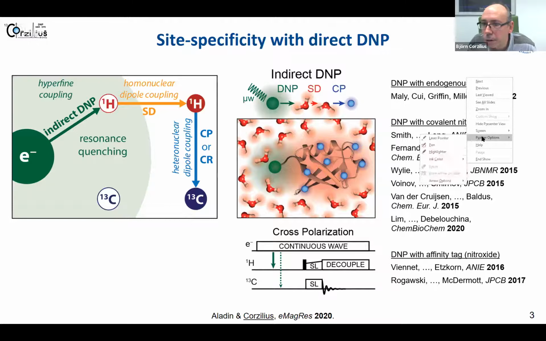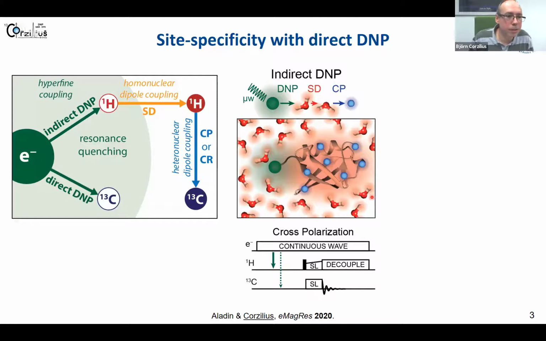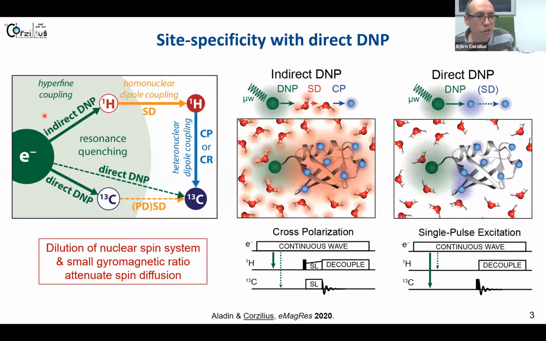Some use an endogenous radical, but also some use covalent tagging or non-covalent tagging. Our take on this topic was a little bit different. We thought, okay, we go the other way. We go directly from the electron to carbons without this relay over protons, and then spin diffusion is very much attenuated. But then the question is, can we still see these nuclei, which are also subject to strong hyperfine interactions, or can we actually use a very weak DNP transfer to nuclei just outside this bleaching sphere?